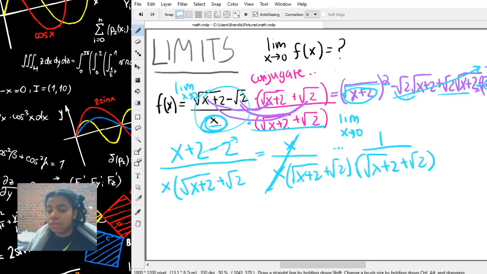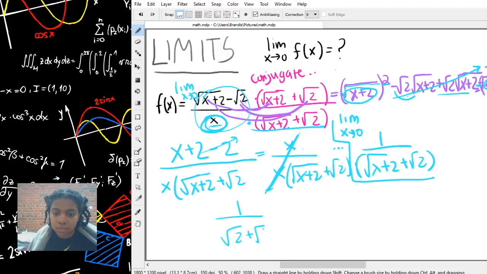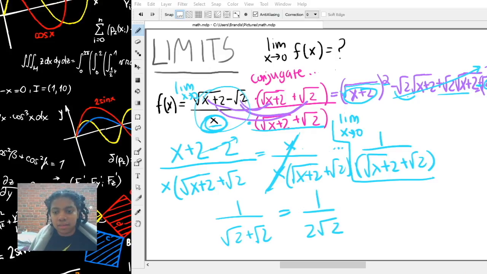So anyway, we're still computing the limit as x goes to 0, and that's really easy for us to do. It's just 1 over root 2 plus root 2, which is equal to 1 over 2 root 2. And that is our answer. And we are good.